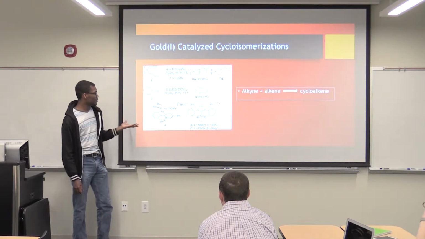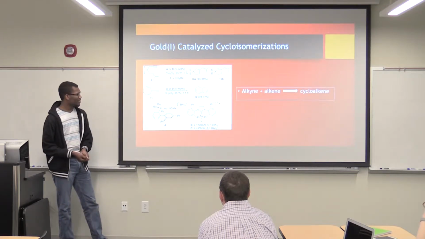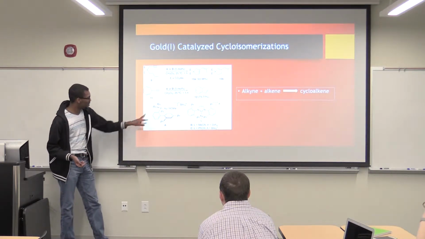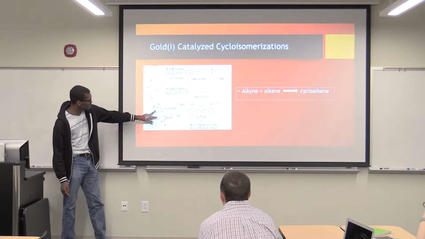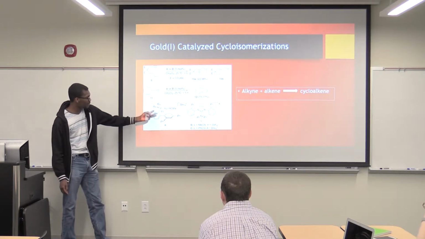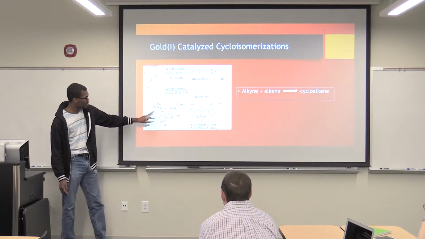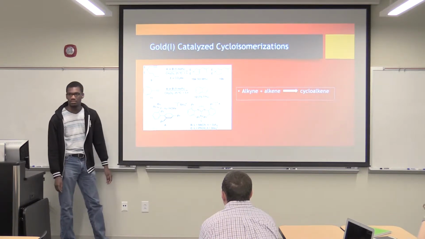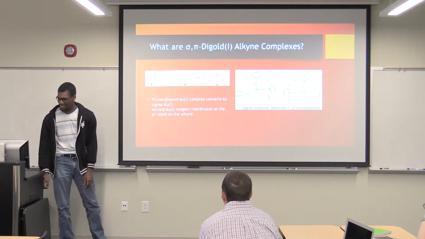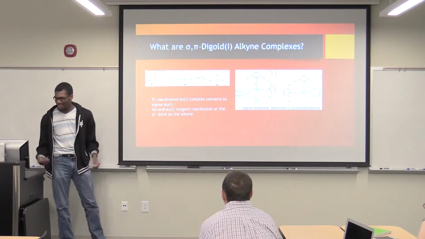And they used, well, I guess we'll get to it, but they used these gold-1 reagents, but they also formed the digold versions of them as a converter. So what are the sigma pi digold complexes?